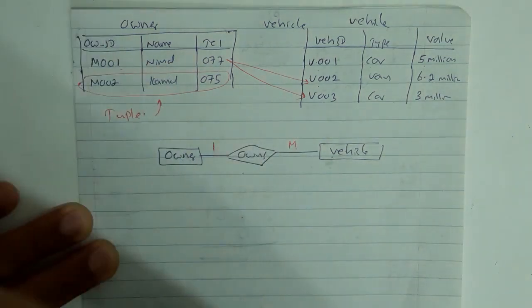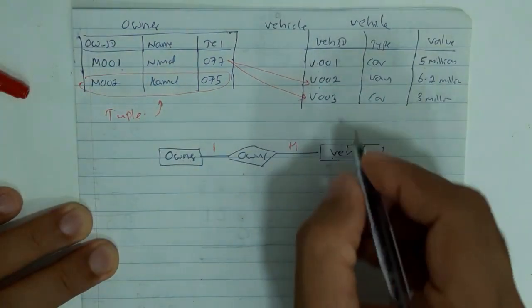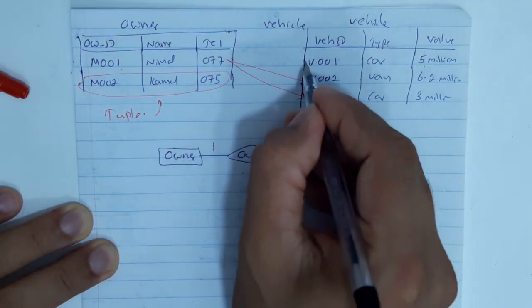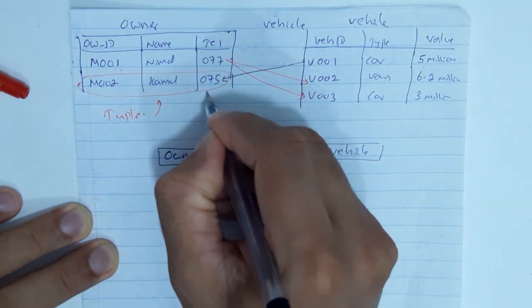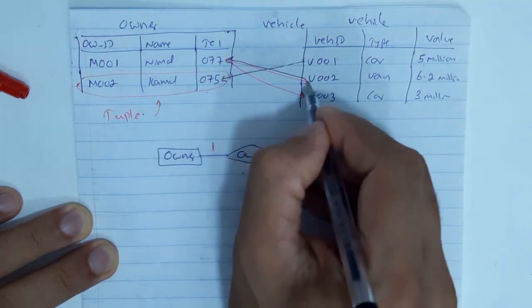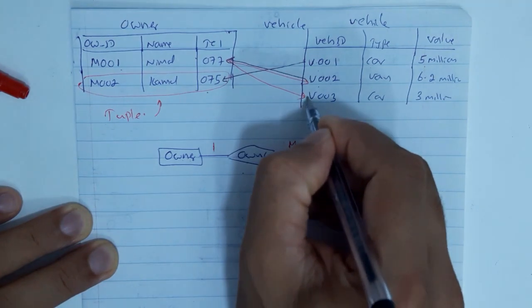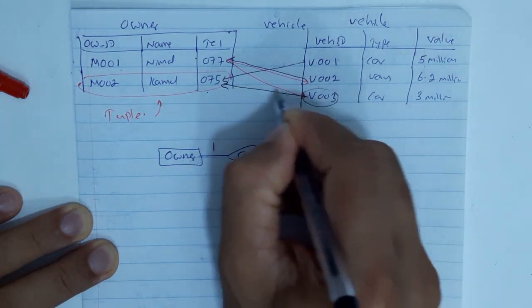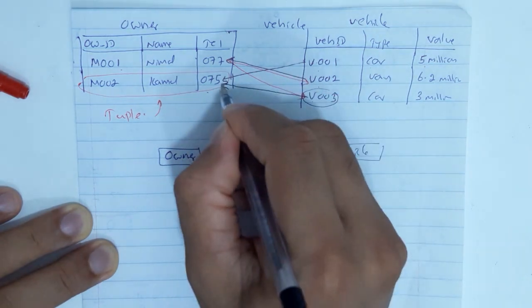But if you go to the reverse order, one vehicle can be owned by only one owner. V001, the owner is M02. V02 owned by M01. This is owned by this owner. This is owned by this owner. Then for a single vehicle, we can have only one owner available.